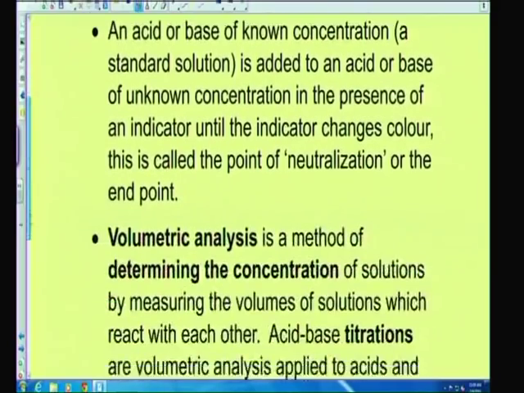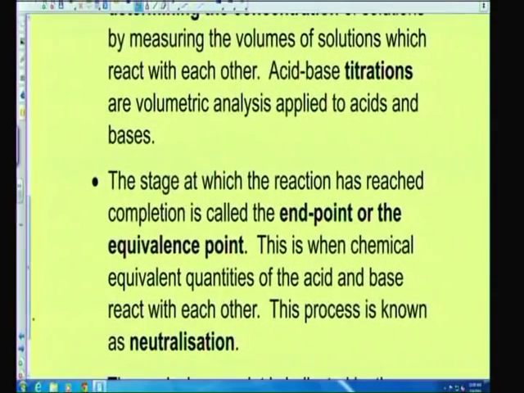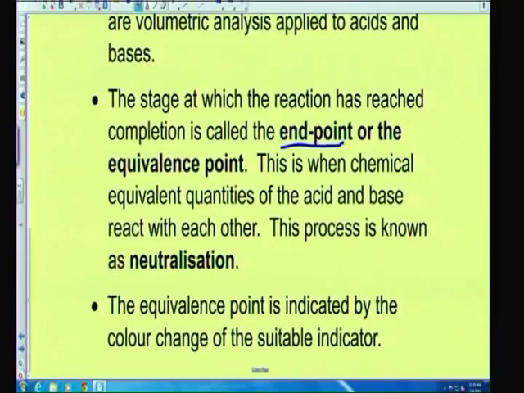I'm not going to go through this in too much detail. I've explained it. The end point where exactly every hydrogen ion has been neutralized by a hydroxide ion is where the indicator changes color, and we call that the equivalence point, where they're exactly colored. Now, if you use the wrong indicator, you'll have an end point, but it won't be the equivalence point. So be very clear about that as well. So the equivalence point is indicated by the color change of a suitable indicator.